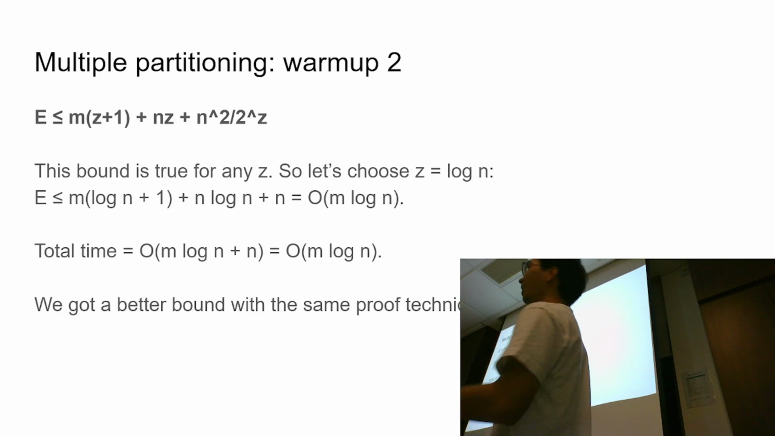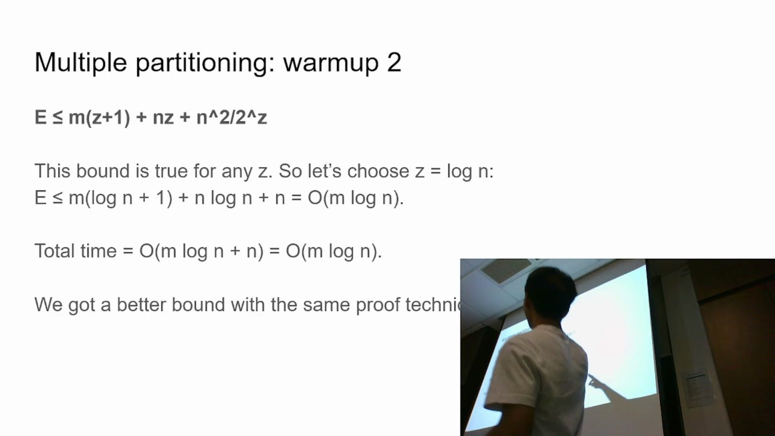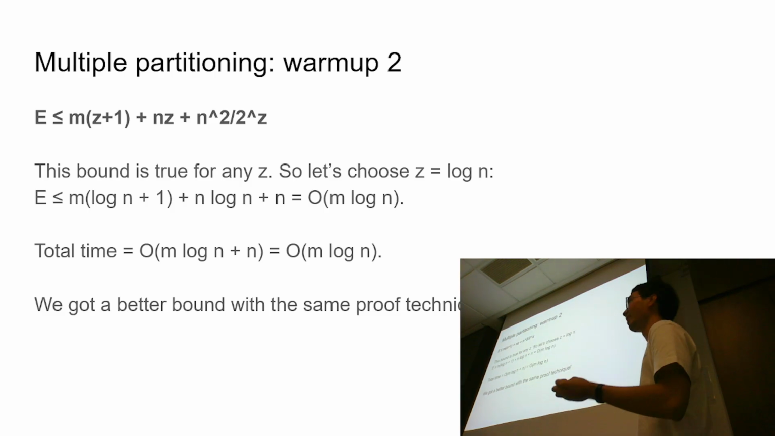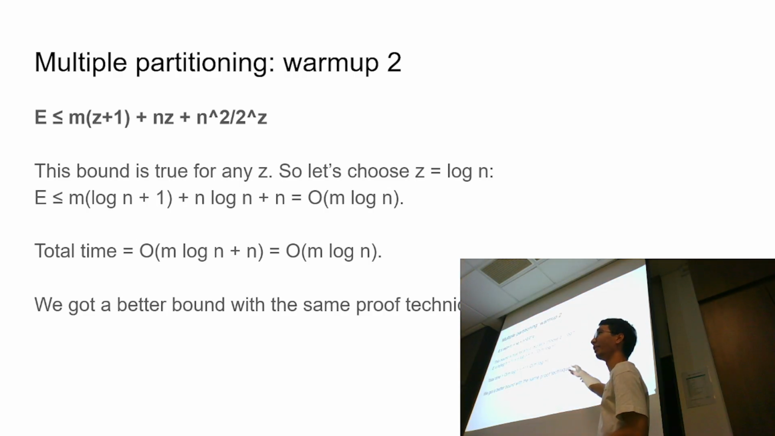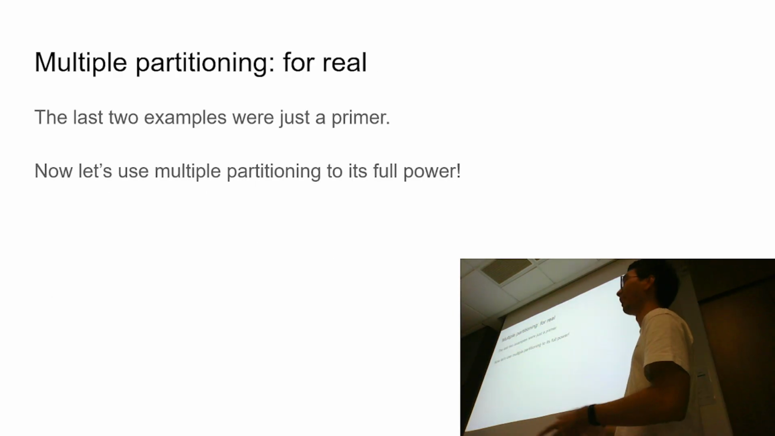So now we can actually fix, say, z equals log n, then we sub that in, and now we get a bound in terms of m and n. So this is, I believe, the optimal bound if we only assume path compression and no weighted union. So yeah, so now let's use multiple partitioning to its full power.